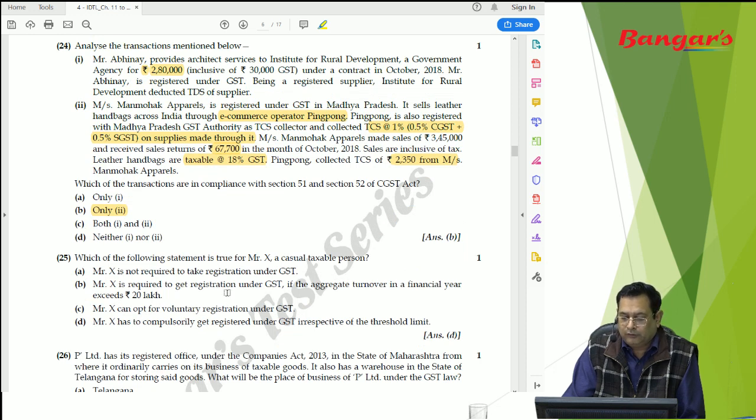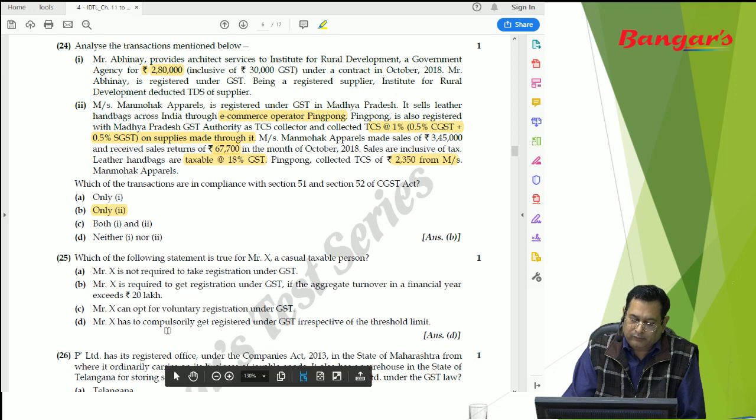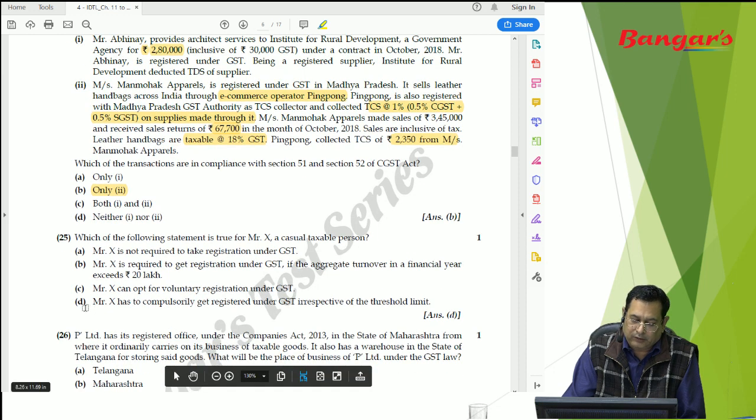Now, which of the following statements is true with regard to a casual taxable person? Casual taxable persons are mandatorily required to obtain registration, and Mr. X is required to get registration if the aggregate turnover in the financial year exceeds rupees 20 lakhs. Mr. X can opt for voluntary registration, and Mr. X has to compulsorily get registered irrespective of his threshold. So this statement is correct.